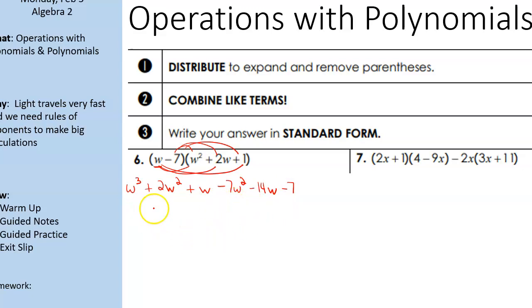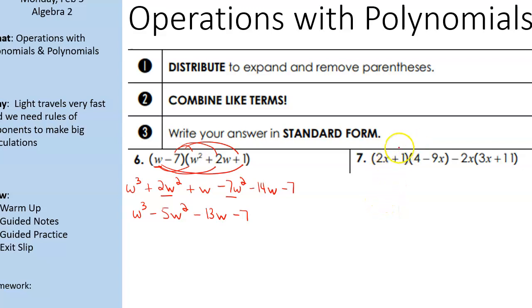Now we're going to combine like terms, clean this up. Our answer is going to be w cubed. We have 2w squared and negative 7w squared, which gives me negative 5w squared. We have w minus 14w, which gives me negative 13w. And then we bring down our minus 7. And that is in standard form, and that's the answer for that one.